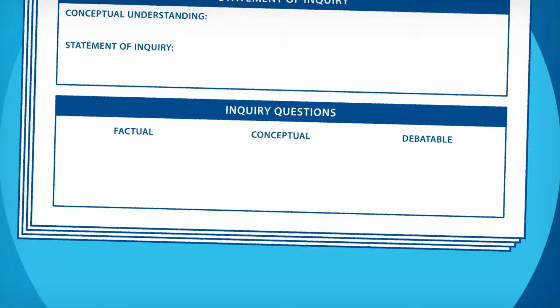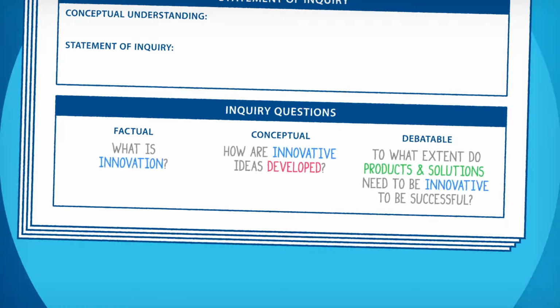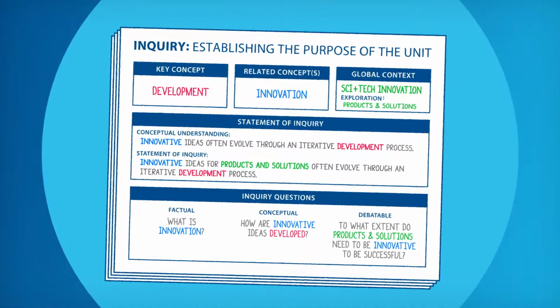Remember that while you are required to have a minimum of at least one inquiry question for each category, you can also include more than one question in any category. Just make sure that each question is critical to understanding the statement of inquiry and can be fully explored during the time frame of the unit. When you have developed the inquiry questions for this section of the unit planner, it is always a good idea to step back and look at the questions in terms of the whole unit.